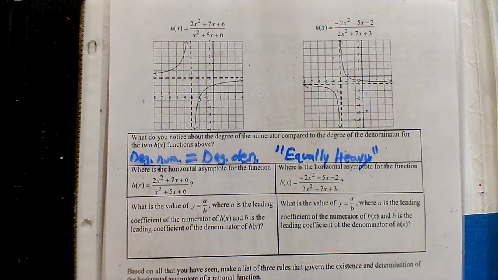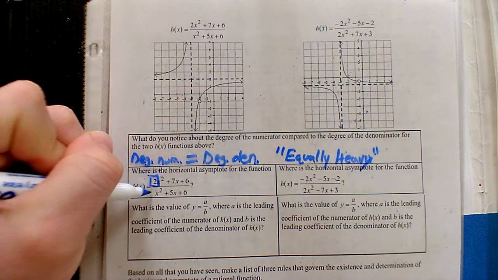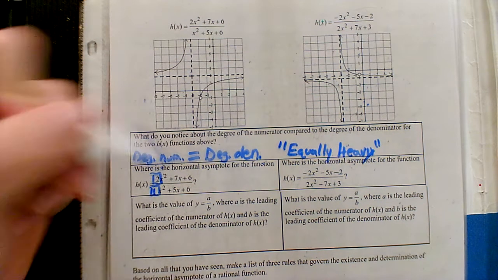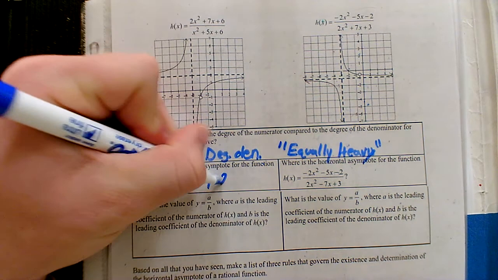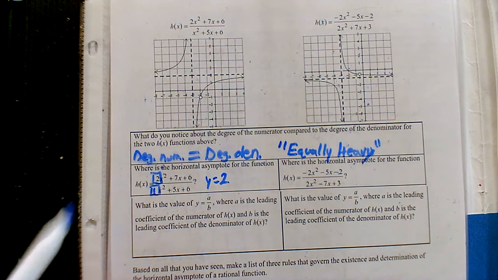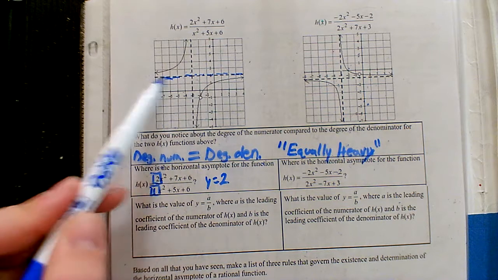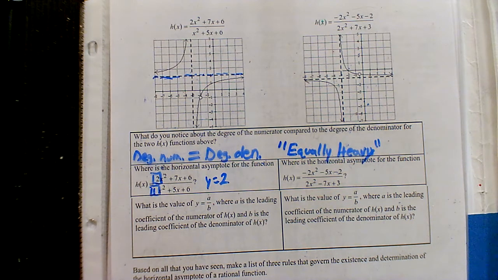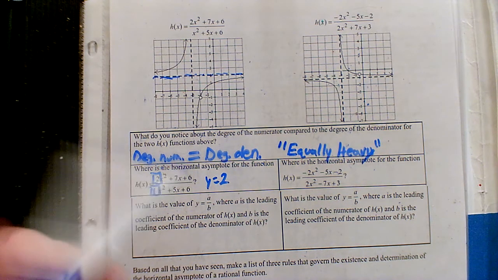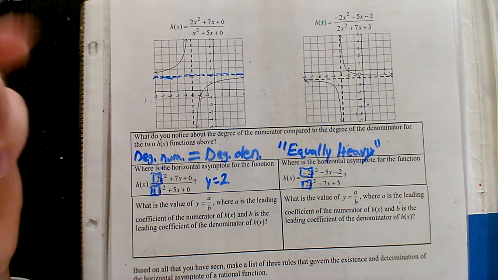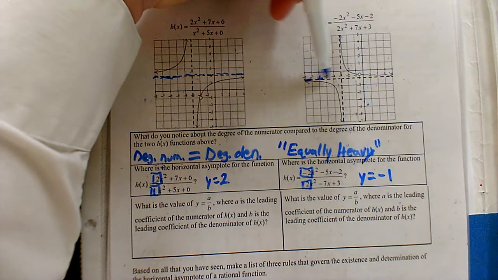The leading coefficient, yes. So we would take the 2 and the 1 that's technically in front of that x. So we have 2 over 1. So y is just equal to 2. That would be your horizontal asymptote. And if you go ahead and look up at your graph at y equals 2, we see the horizontal asymptote right there. Then if we look over at h of x, we have negative 2 over 2. So that simplifies to y equals negative 1. If you look up at your graph at negative 1, we have a horizontal asymptote.